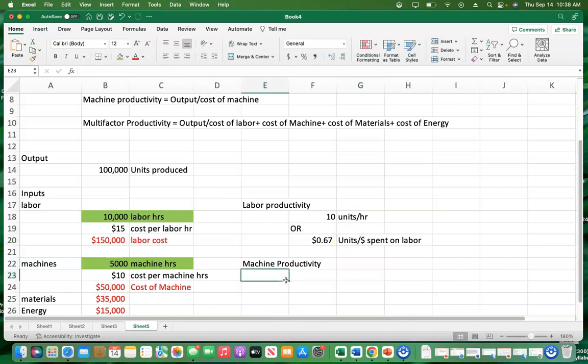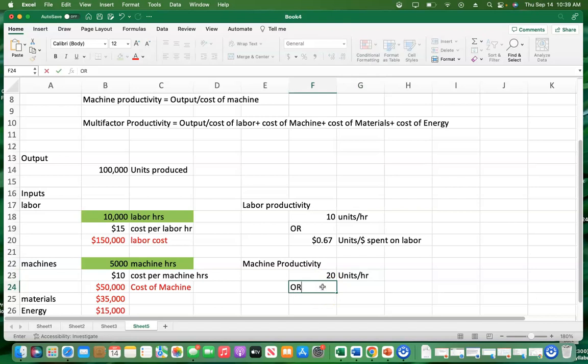So let's go to the machine productivity. And in this case, we are going to do exactly the same as we did for labor. We'll put the equal sign to create the function. And all we're going to do is take the units produced, divide by the machine hours. And so in this case, we have 5,000. And if you enter, we have units per hour. That is, if we spend an hour of machine, we're going to produce 10 units.